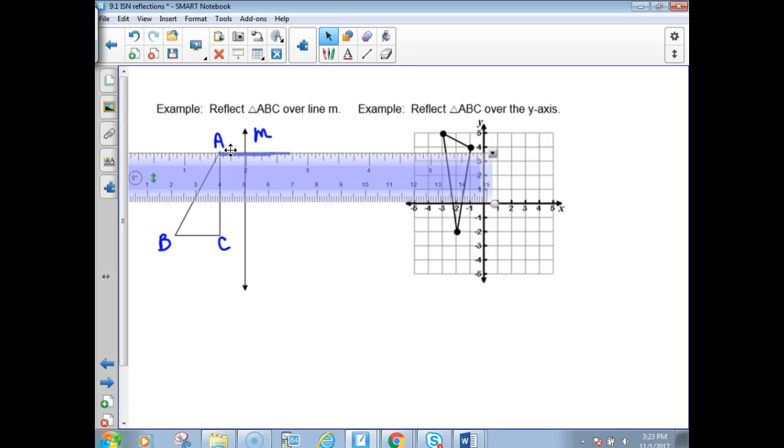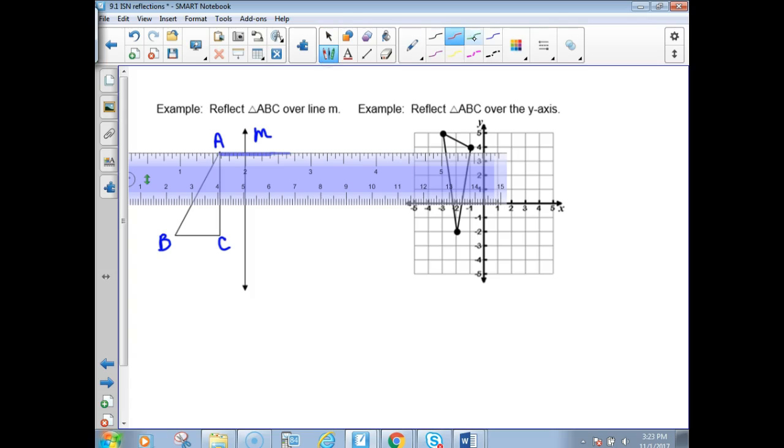One, 2, 3, 4, 5, 6. All right, I'm trying to get it so it matches yours. That's better, right? Okay, so yours looks about like mine now. All right, so I go to the other side. 1, 2, 3, 4, 5, 6. Same number of units. Oops, make a dot.